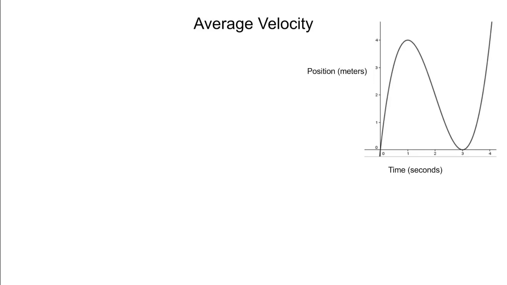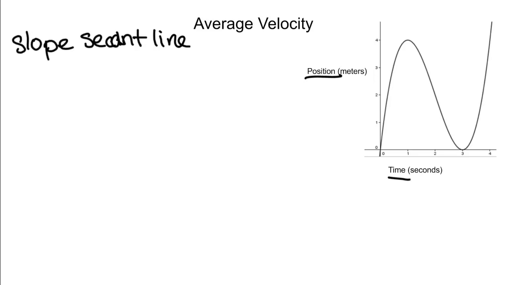Let's review average velocity. We know the average velocity is the slope of the secant line on a position time graph. So here we have a position time graph. A secant line would be a line between 2 points. So this is a secant line.